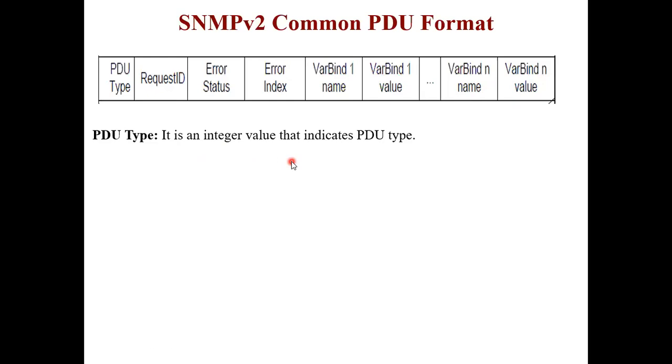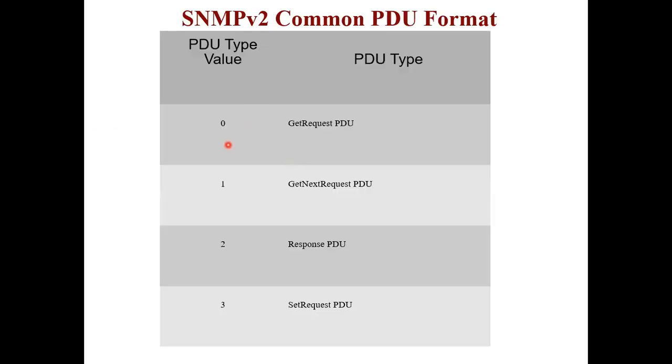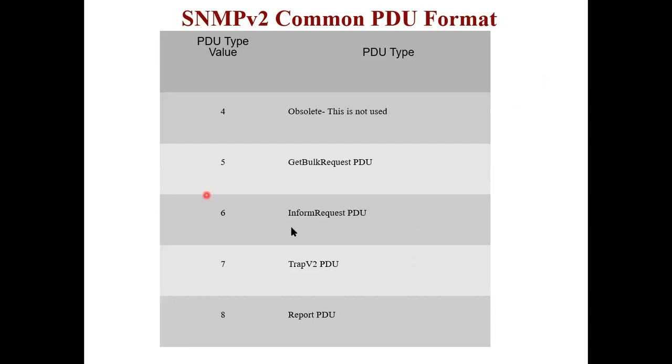So here you can see these are the PDUs. So get request के लिए I will use 0, get next request 1, response PDU is 2, then set request is 3. So in this way we have 4 is obsolete, I don't use it. Okay, so this is already given. 5 is get bulk request, 6 is inform request, 7th is the trap PDU, and 8th one is report PDU. देखो यहाँ पे report PDU है.